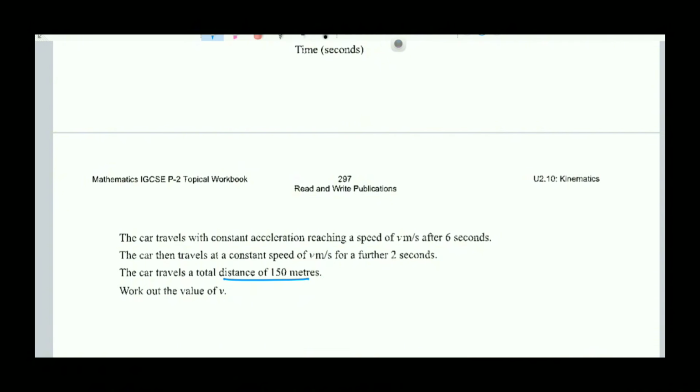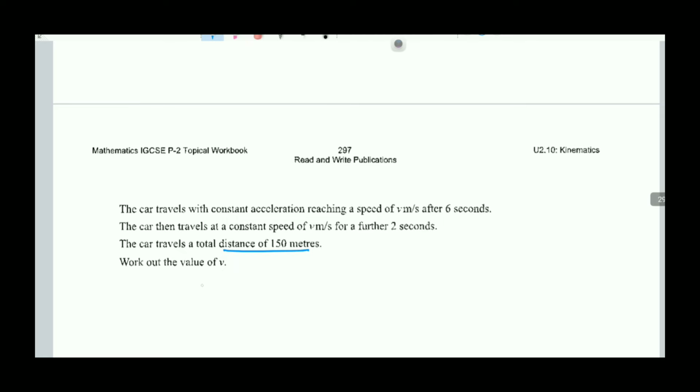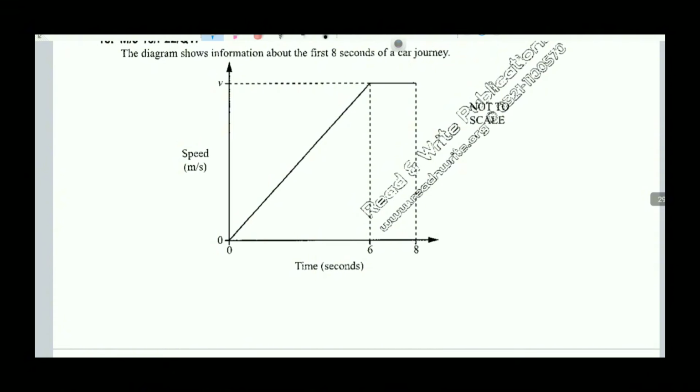So we will use this value to find the value of V, as we have done already in these types of questions. Distance means the area of the total figure. The area of the total figure will be the area of this triangle, which is 1 over 2 into V into 6. 2 3s are 6, so 3V. The area of this rectangle is length into width. Width is 2. So 2 into height V, that is 2V.